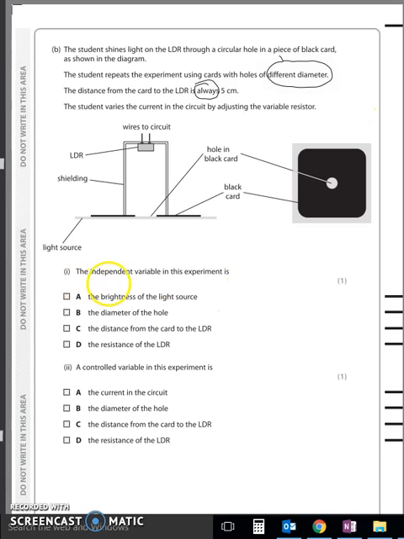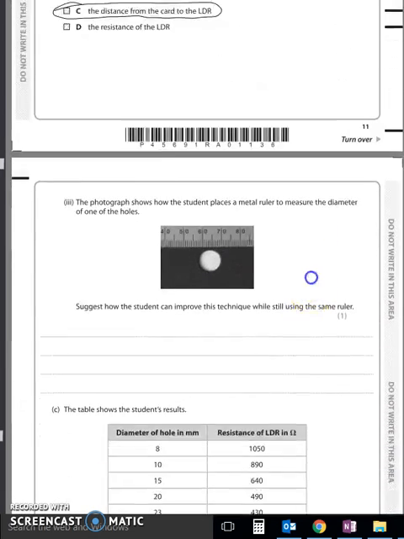So what they're asking us to do is identify the independent variable. Well, here the independent variable is the one that's changing. So I know that the one that is going to change is the diameter of the hole, because we're using different diameters. What is controlled in this experiment? Well, it's always 5 centimeters, so the distance from the card to the LDR. That's going to be one of our controls.